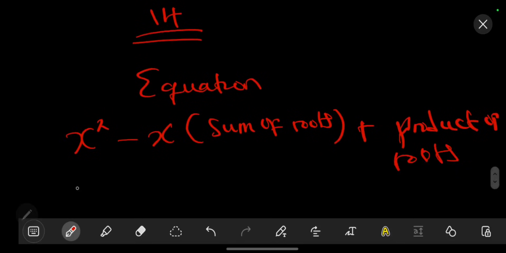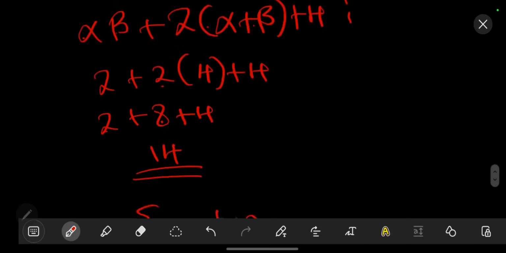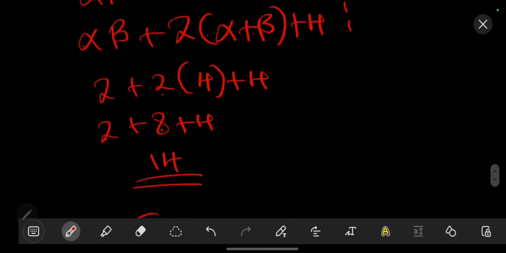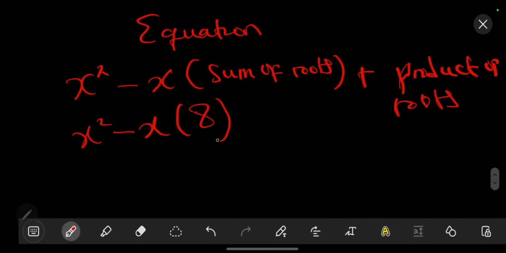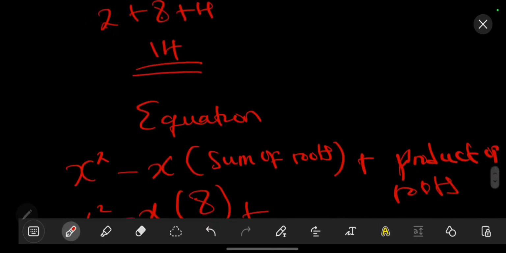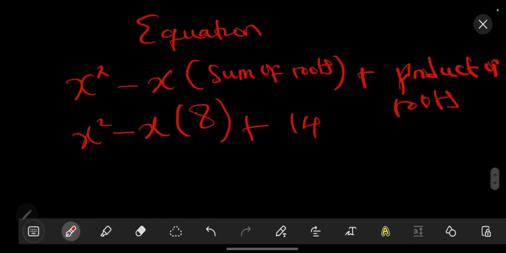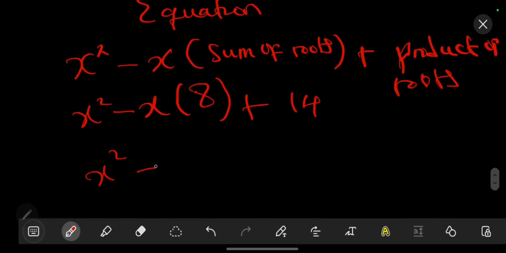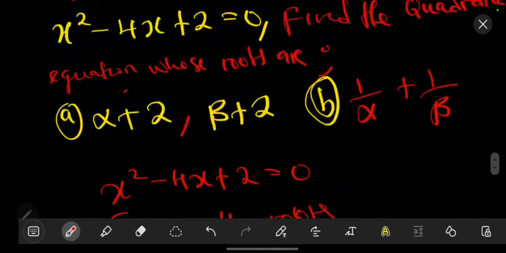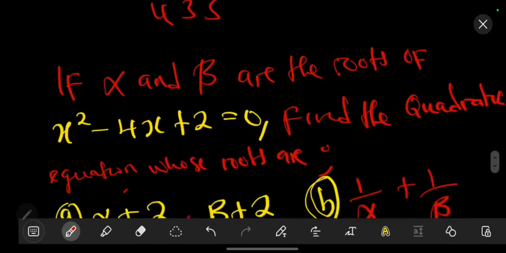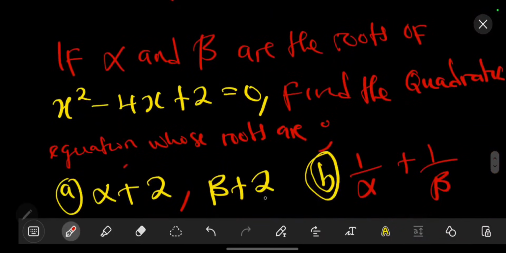So we have our x squared minus x, then our sum of roots was found to be 8. So we are going to put our 8 there, then we are going to have plus our product of roots is equal to 14. So we are going to say x squared minus 8x, then we have plus our 14 like that. So this is the new equation that is required, having the roots alpha plus 2 and beta plus 2.